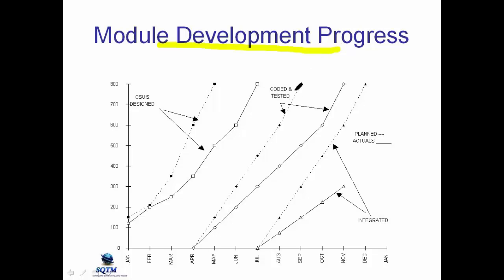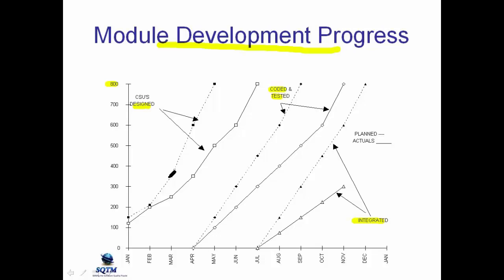Now this looks complicated, but again, this is in the module development or the coding phase, where you're doing the coding, where you're designing your modules, and you're coding and testing your modules, and you're integrating your modules. So let's say, as an example, there are 800 modules in this program, and we're dividing development into designing the modules, coding and testing the modules, and integrating the modules, and when you're finished designing, coding, testing, and integrating, you're finished and ready for system test. So for each of these three parts of development, we do the same thing.